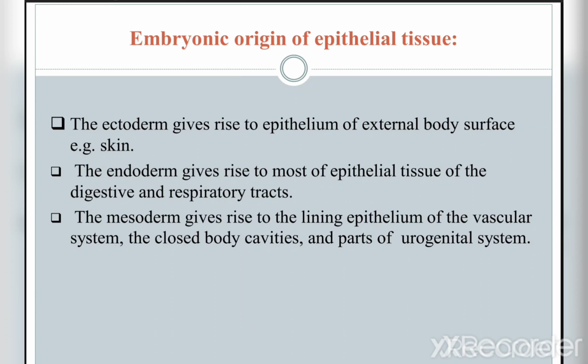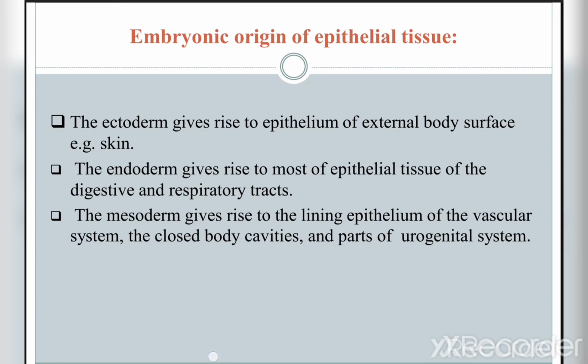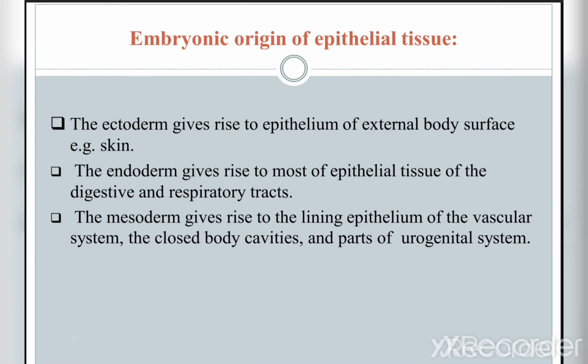For example, other types of epithelium, like the epithelial tissue of the digestive and respiratory tract, are partly derived from the endoderm. And the mesoderm gives rise to the lining epithelium of the vascular system, the wall of the vessels, as you will study in the next modules. Again, it is lined by a type of epithelial tissue.